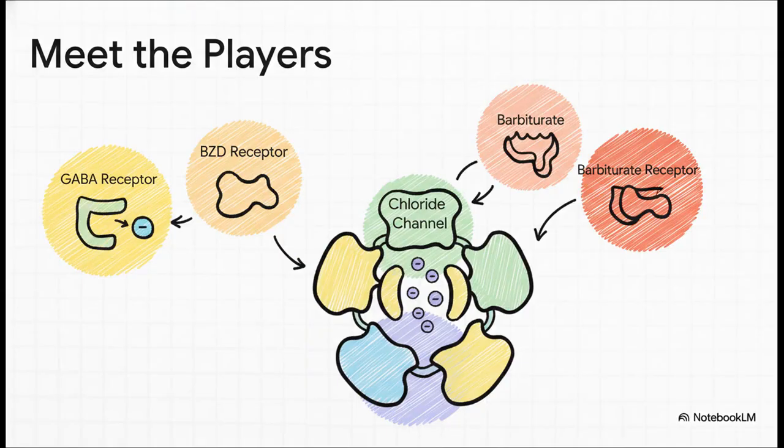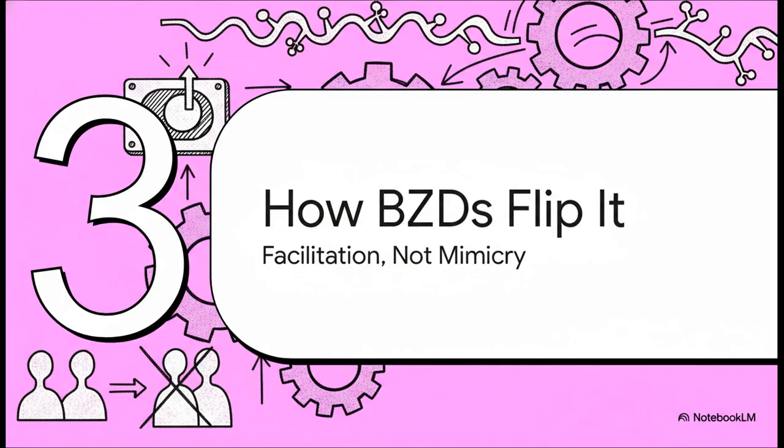So let's meet the cast of characters. You see the spot here? That's the main binding site for GABA, our natural brake pedal. But look, right next to it, there's a separate, special spot. That's the BZD receptor. We call it an allosteric site. It's like a special VIP entrance for our drugs. And right in the middle, that's the chloride channel. That's the gate that, when it opens, calms the neuron down. That's the entire game.